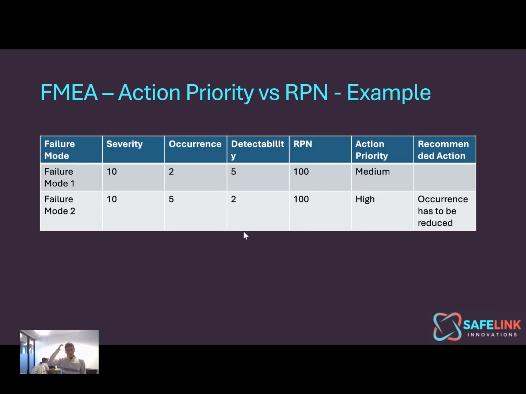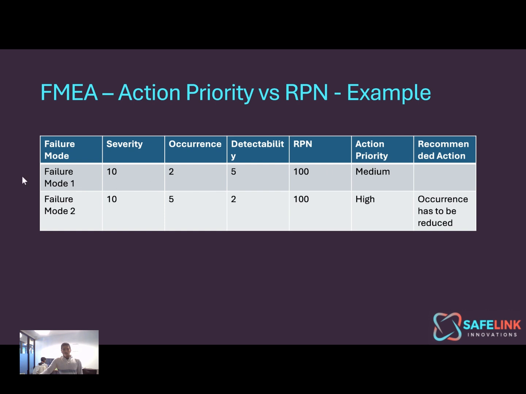So let's say we had two failure modes. Failure mode 1 had a severity of 10, and failure mode 2 has a severity of, again, 10. Now, looking at failure mode 1, let's assume that the occurrence of failure is 2. It's low because of whatever built in preventive mechanisms it has, but it has a detectability of 5. Now, based on RPN calculation, it comes out to be 100, and based on action priority, it comes out to be medium priority.